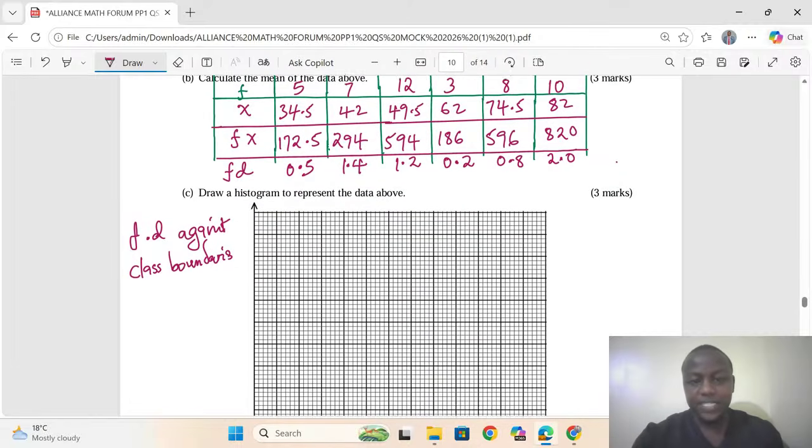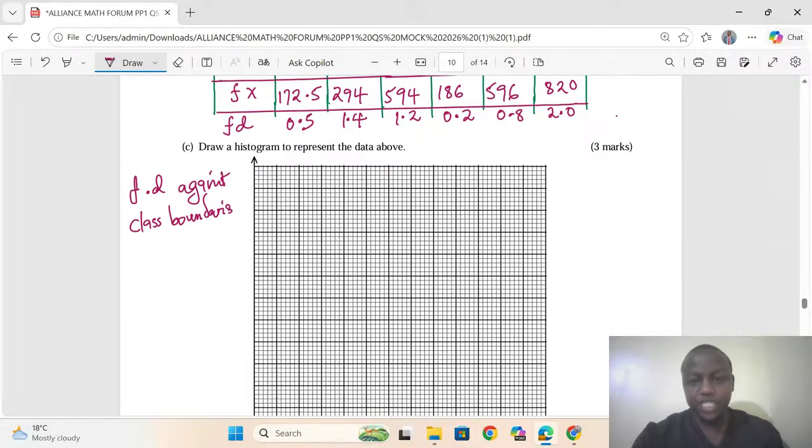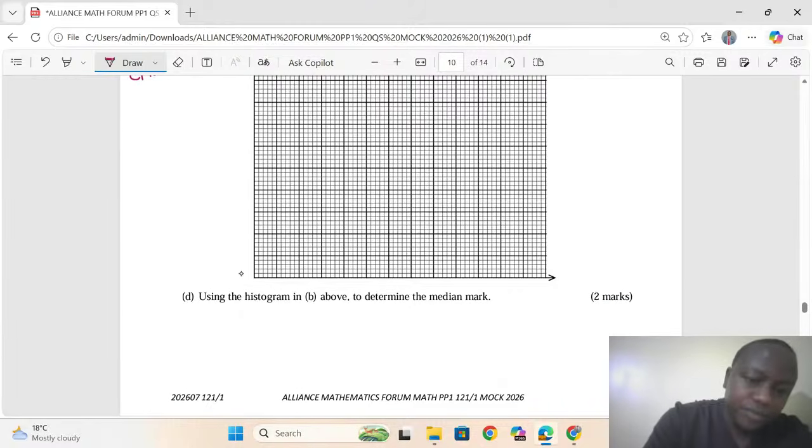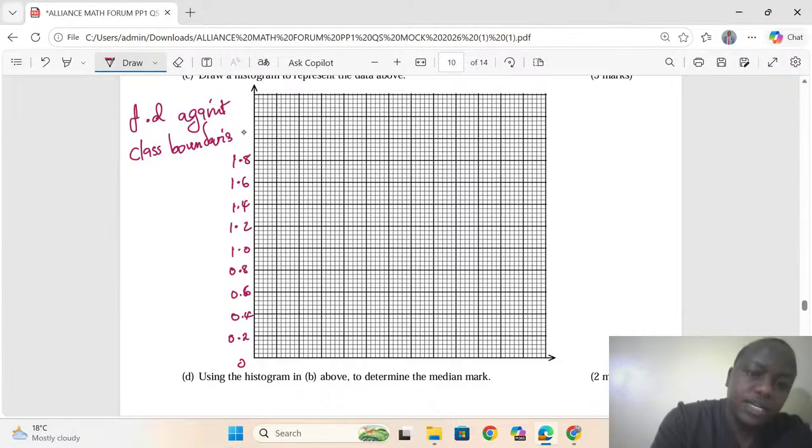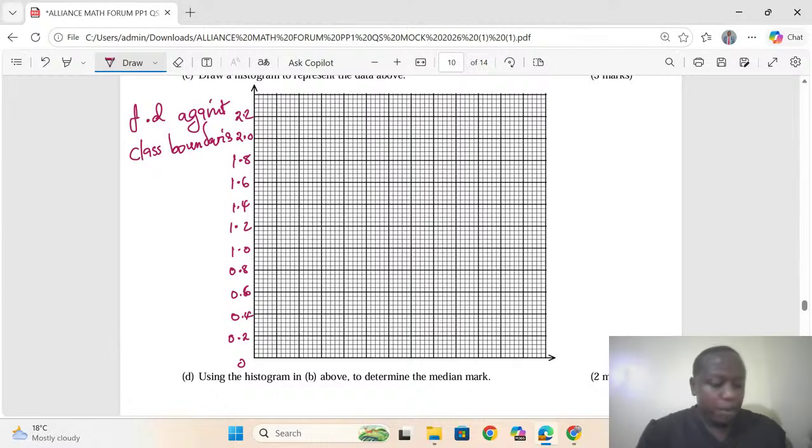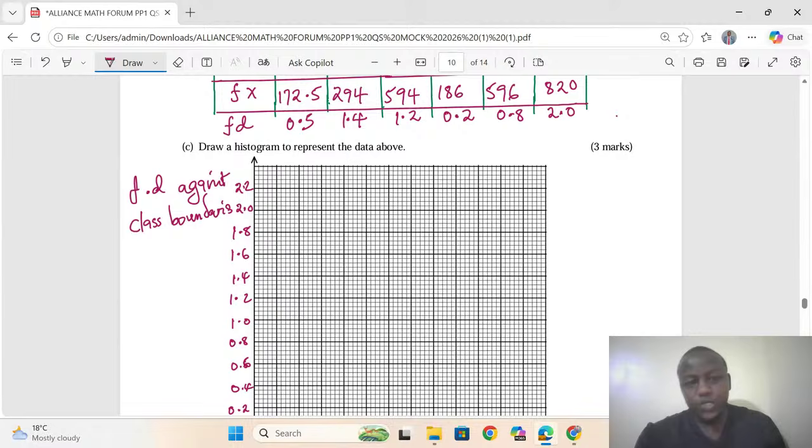We can start with frequency density. Allow me to use intervals of 0.2: 0.2, 0.4, 0.6, 0.8, 1.0, 1.2, 1.4, 1.6, 1.8, and 2.0. So we have the frequency densities together with their properly chosen scale.